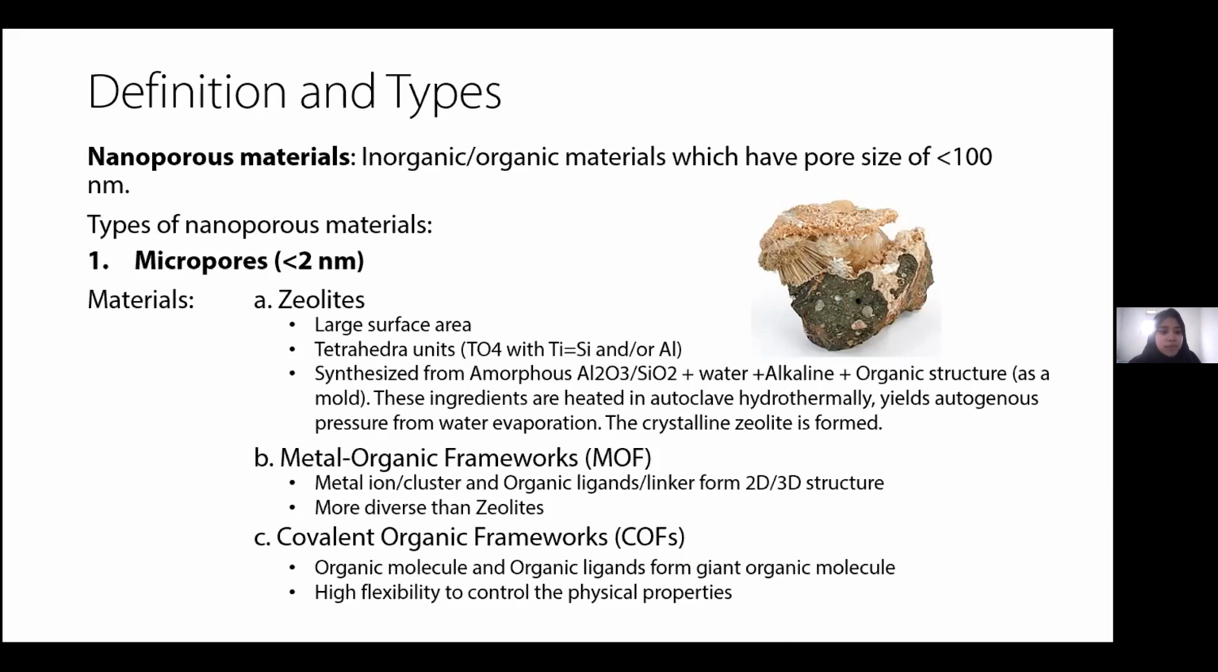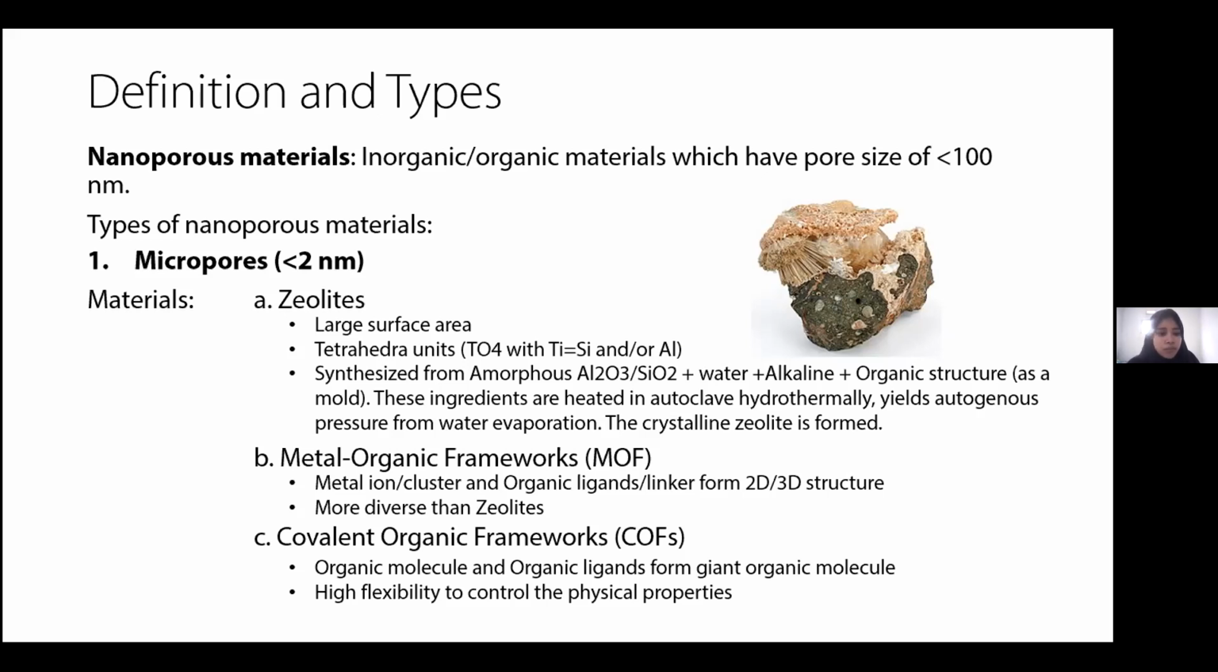It's formed from materials. The first one is zeolite. It has large surface area with tetrahedral units, or T4. Actually, T here means silicon and or aluminum. It's synthesized from amorphous aluminum oxides, silicon dioxide, and water, alkaline, and organic structure. These ingredients are heated hydrothermally, and then the crystalline zeolite is formed.